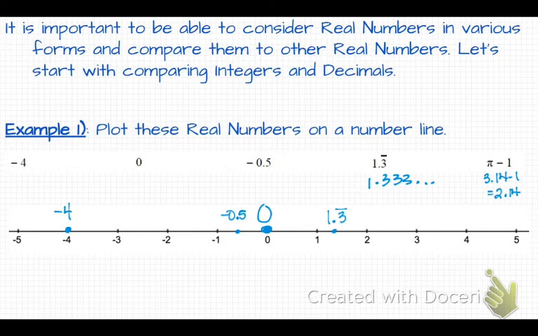And finally, pi minus 1. We said that's about 2.14. Where does that number go? Closer to 2? Is it bigger than or smaller than 2? Bigger than. So it's going to go about here. We okay so far? Okay.